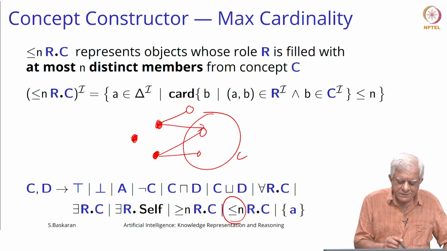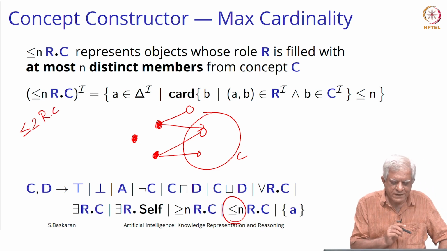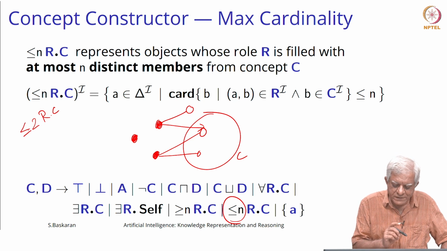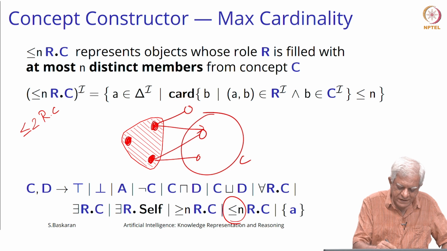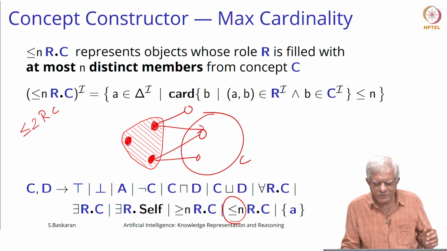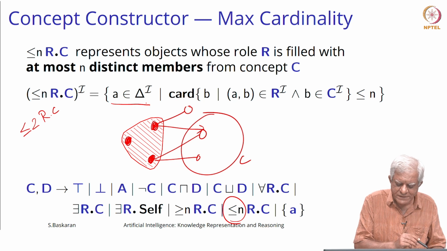So, what are we saying here? Let us say it is at most 2 role fillers which come from class C. Then again you will see that this is the same as what we earlier said was there exists at least one role filler. In this case there are 2.